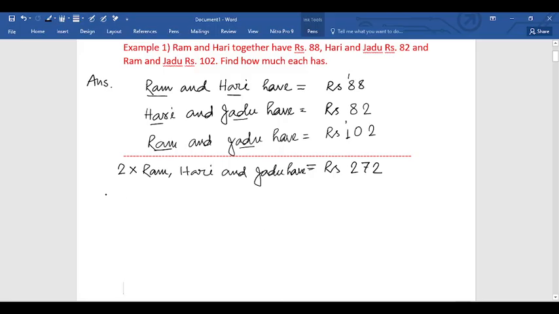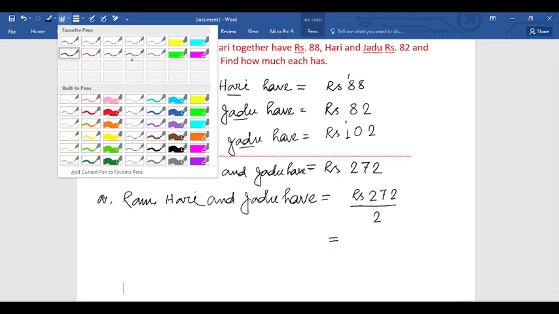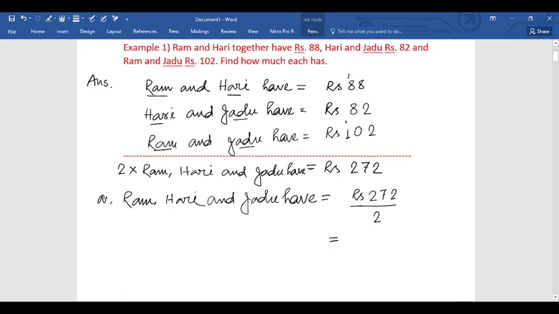Okay, or Ram, Hari and Jadu have altogether how much? Rupees 272 divided by 2 is equal to, so 272 divided by 2 gives you 2 ones are 2, 2 ones are 2, 3 twos are 6, carry over 1, 6 twos are 12, rupees 136.